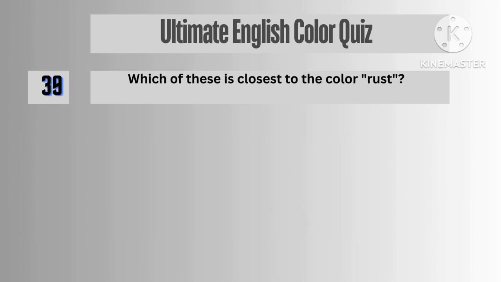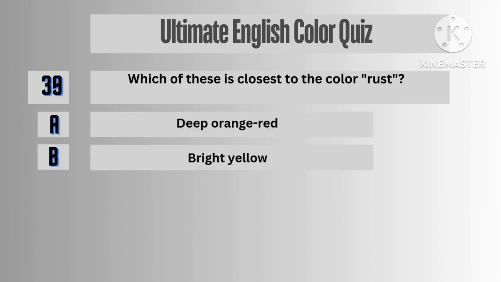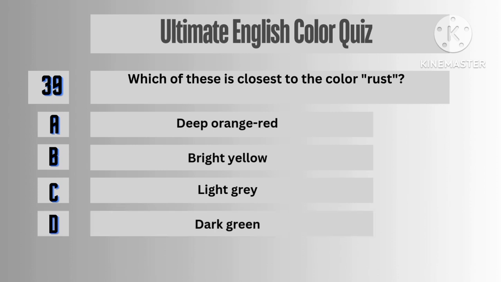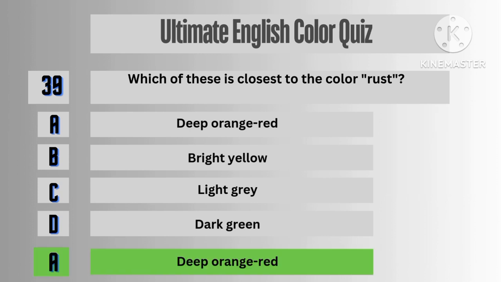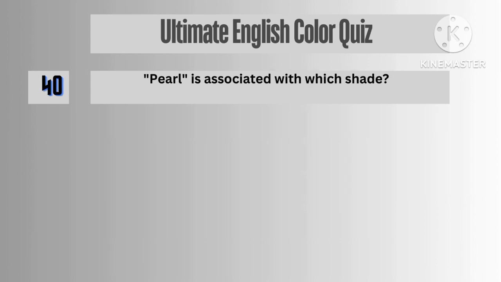Question number 39. Which of these is closest to the color rust? Option A, deep orange red. Option B, bright yellow. Option C, light gray. Option D, dark green. 5, 4, 3, 2, 1. Correct answer is A, deep orange red.